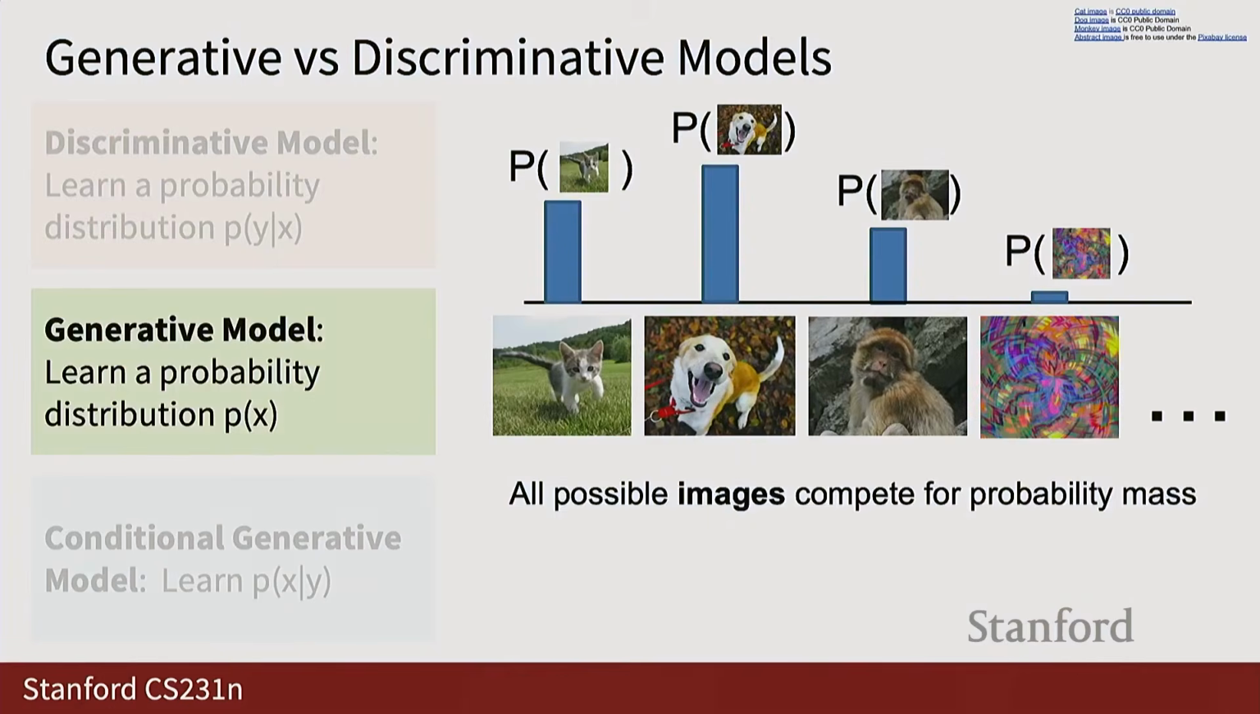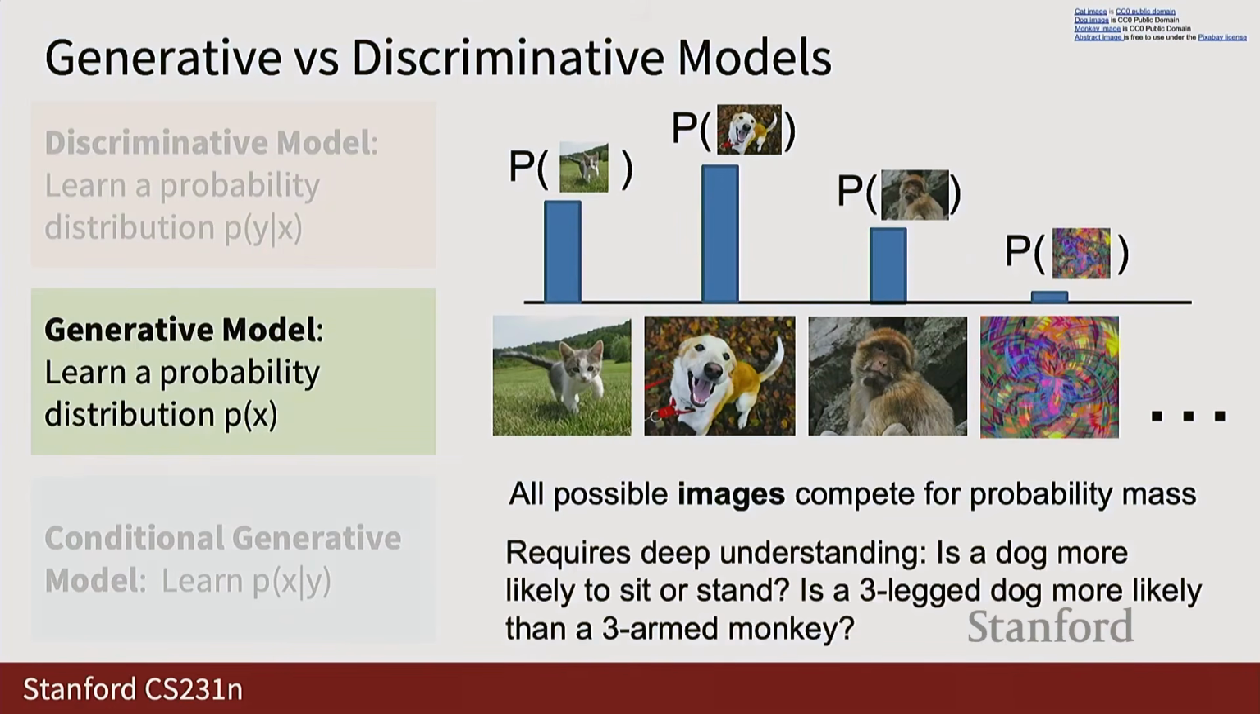Now, a generative model is something very different. Instead, what we're doing in a generative model is learning a distribution P of X. We want to learn a distribution over all possible images, X. And now this is very interesting. This means that all possible images that could ever exist in the universe are all now competing with each other for probability mass. And this is now really a hard question. It sounds kind of simple on its face, but this requires you to confront some very deep and philosophical problems about the world, right? Because now all images are competing for probability mass.